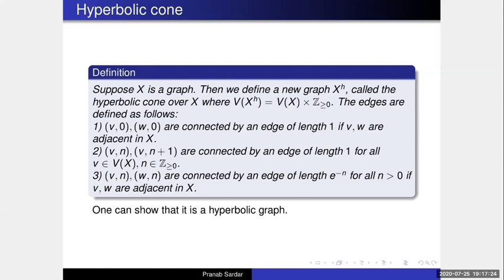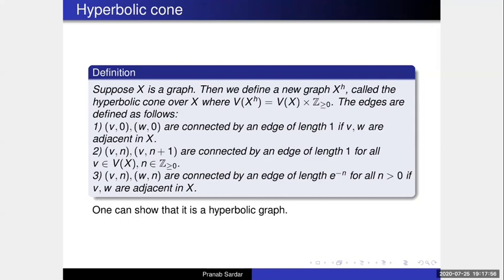What is called a hyperbolic cone? Suppose X is a graph. Then we define a new graph, X^h, for hyperbolic. I will call that the hyperbolic cone over X. This is a new graph. The vertex set of this one is that you take VX cross all the non-negative integers. And edges are defined as follows.